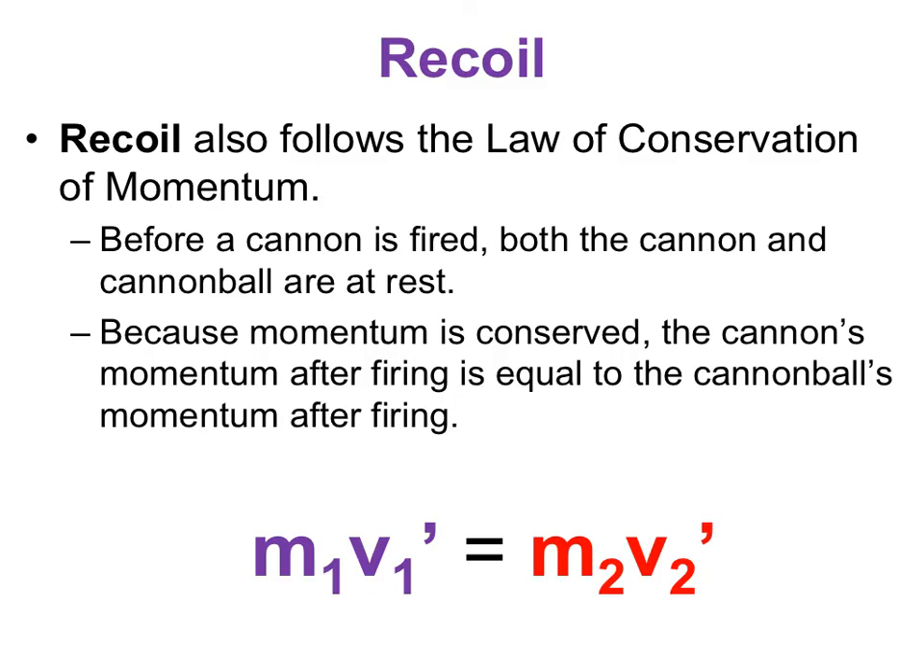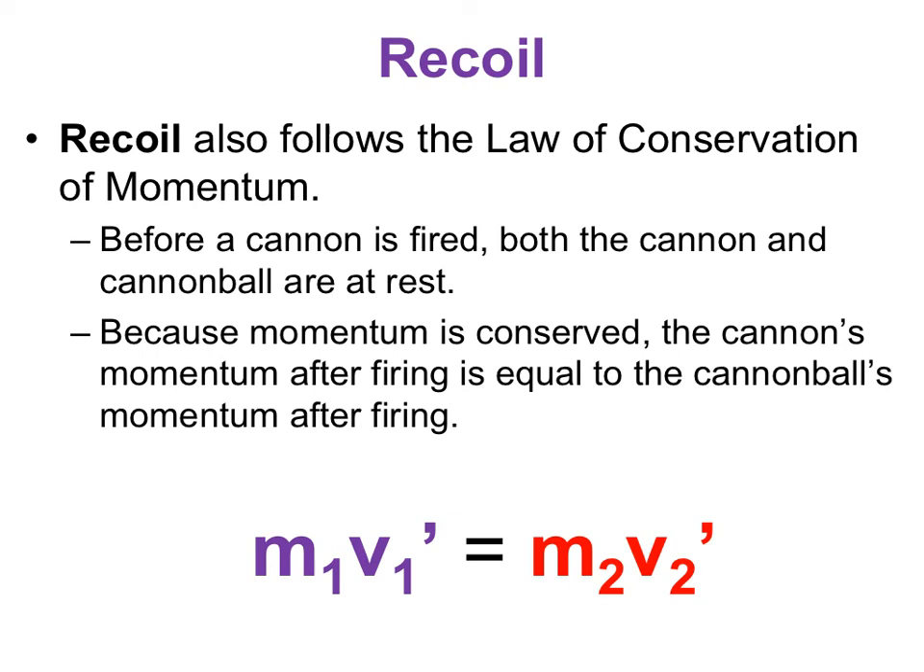The last thing I want to talk about is recoil. Recoil follows the law of conservation of momentum as well. And you can see recoil when you look at something like a cannon firing a cannonball. Before the cannon is fired, the cannon and the cannonball are both at rest, so there's no momentum, it's a 0. But because momentum must be conserved, what that means is that the cannon's momentum after firing is equal to the cannonball's momentum after firing, and they're going to be going in opposite directions, which makes them equal to each other. So one cancels the other out.